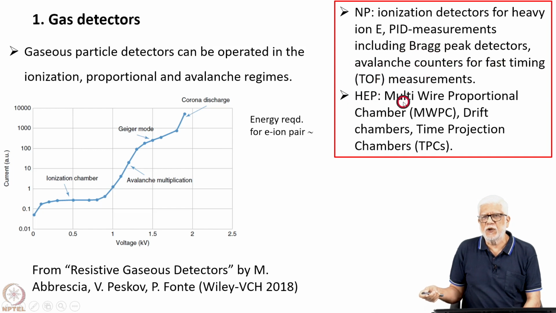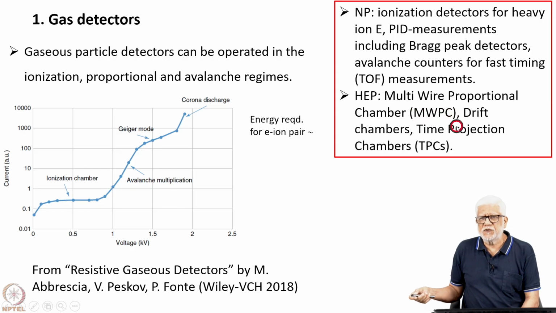In high energy physics, you have these multi-wire proportional chambers. This was actually invented by Georges Charpak, about whom we have a subsequent slide. He got the Nobel Prize for this, and of course other things that he did in the field of gas detectors.